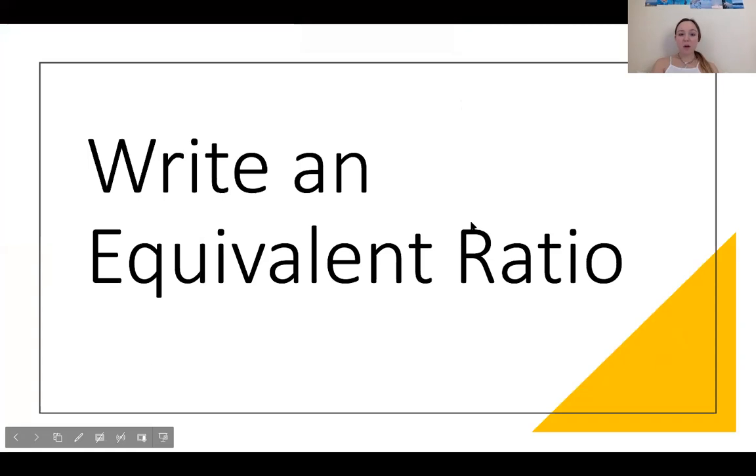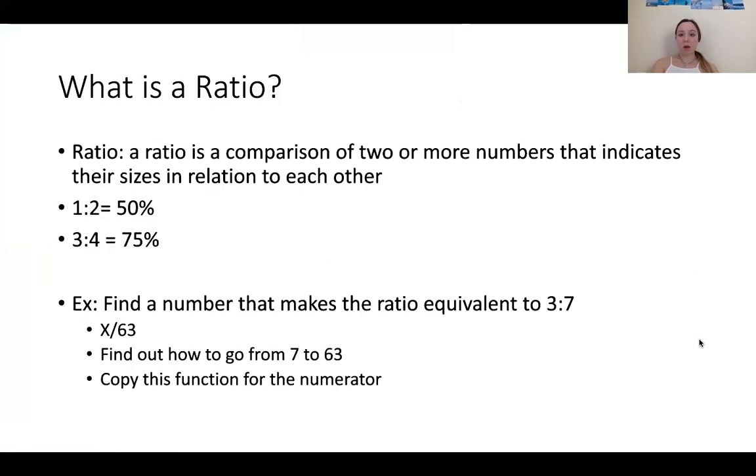So the homework help video that I have for you guys is writing an equivalent ratio and how to do this. So I want to start off with saying, what is a ratio? A ratio is a comparison of two or more numbers that indicates their sizes in relation to each other. So as we can see here, I have 1 to 2, that's 50%, and then 3 to 4, that ratio is 75%. So it's basically just like a fraction, like 1 over 2, and then 3 over 4.